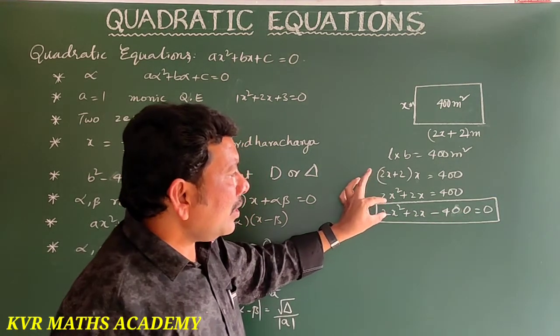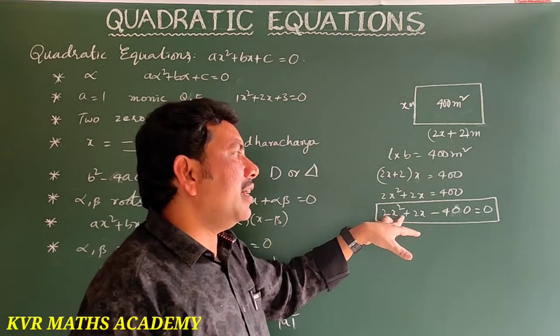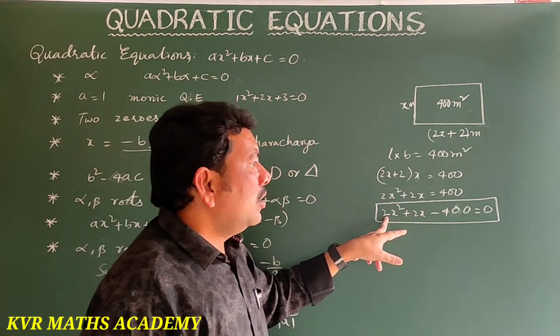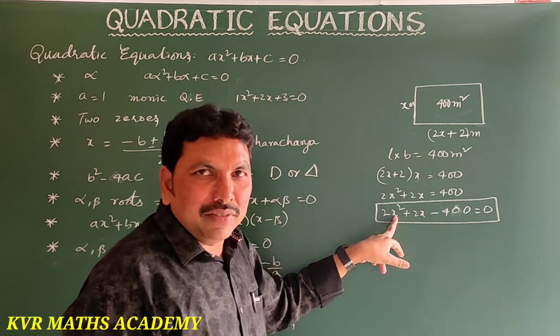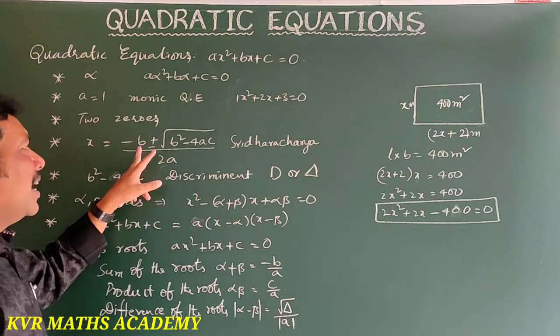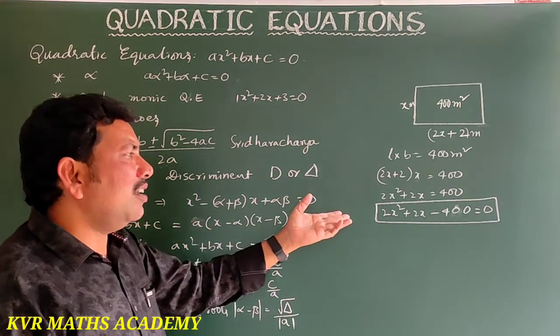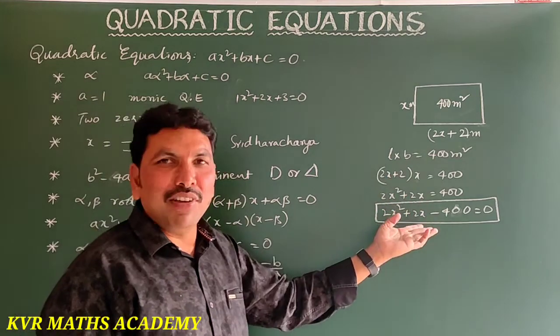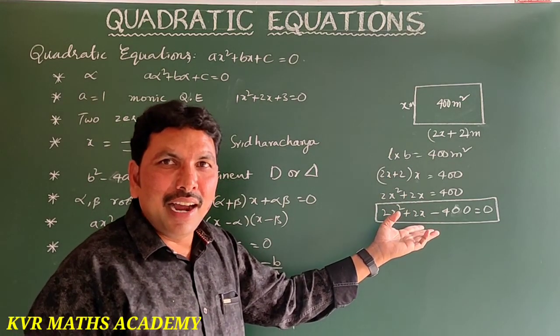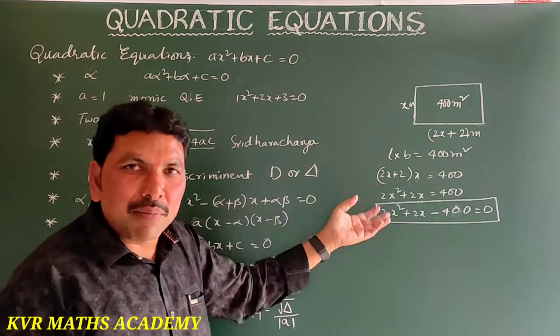So by using factorization or the completing square method, we can find the x value, or otherwise use the formula x equals minus b plus or minus root of b square minus 4ac, by 2a. We can easily find the roots of the given equation. Understood? So this is the example which is used in our mathematics.